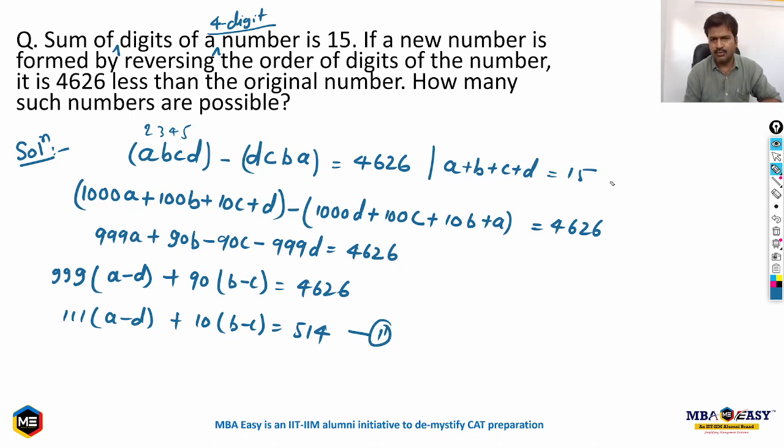So you have two equations, and with the help of these two equations you have to find out the values of A, B, C and D. But we also know something more. Had there been no other information given, there would be an infinite number of solutions.